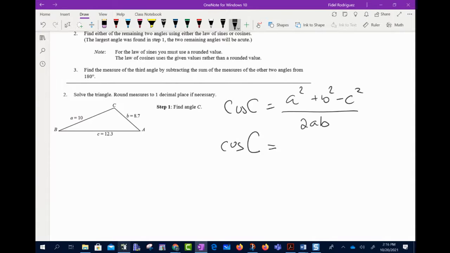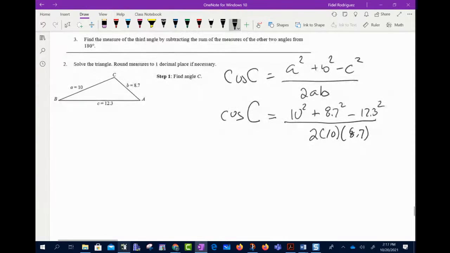Okay. So again, this is going to be very much plug and chug. Cosine of c equals, we're going to go through slowly. A squared, this is 10 squared, plus b 8.7 squared, minus c 12.3 squared. All of this is over 2 times a times b. So far, are we okay at this point? Just a little plug and chug?